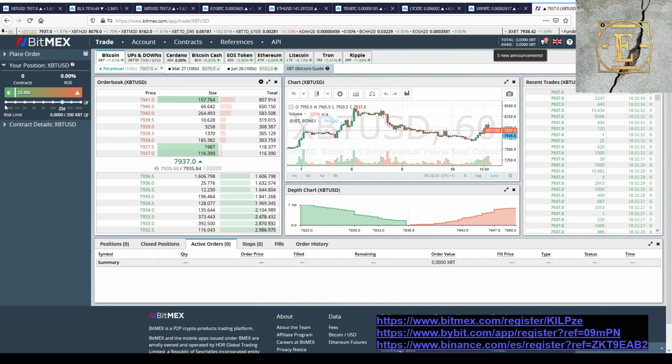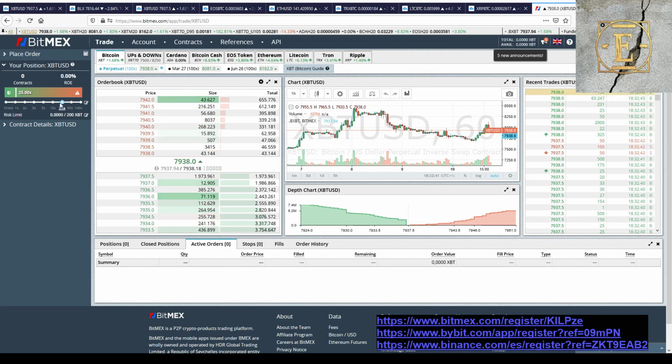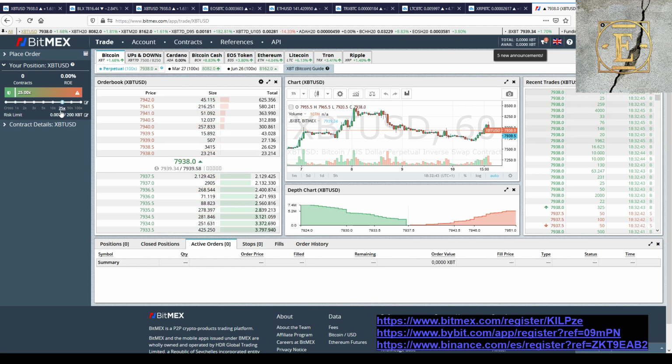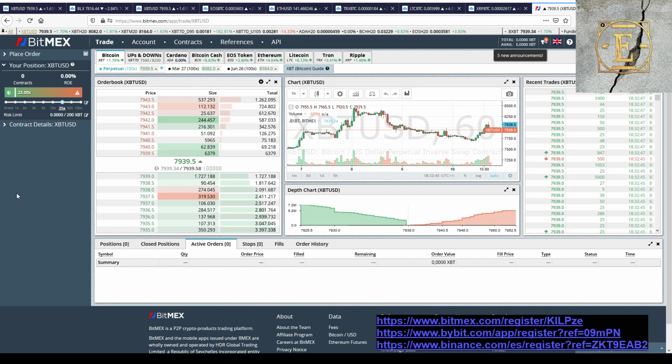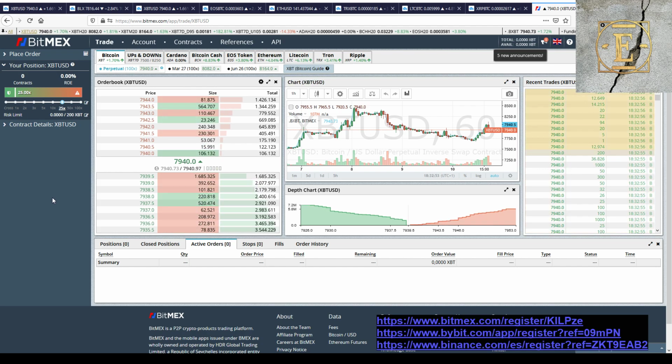Cross is when you use all your account as margin. Please don't use the cross. I don't like it. Use whatever you like, but I like the 25x a lot. It's pretty risky, but for me it's pretty good to use in Bitcoin because it's pretty volatile, and as you can see, I can take a lot of profit over here.